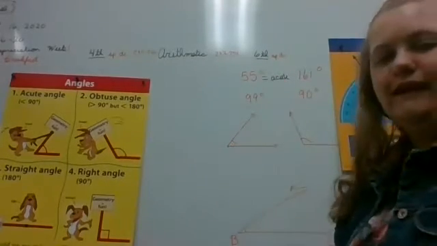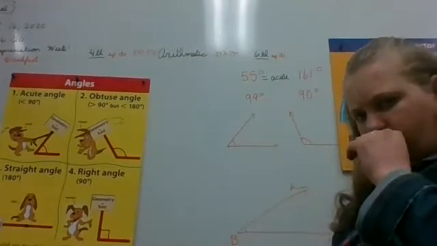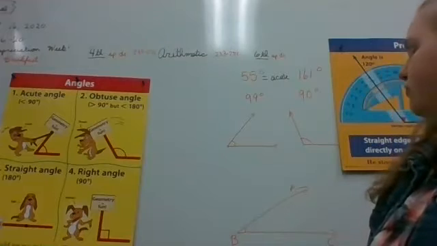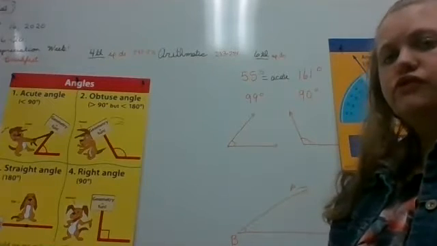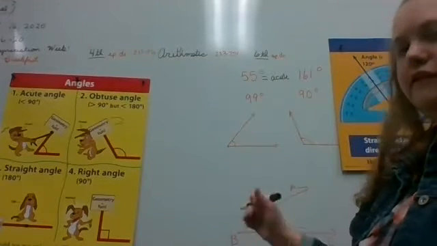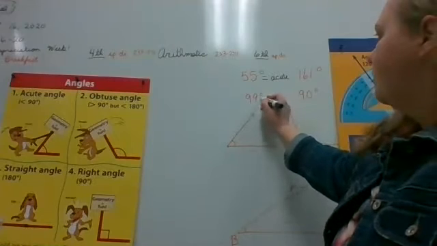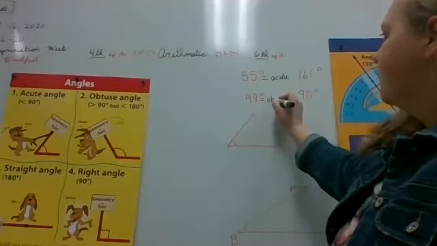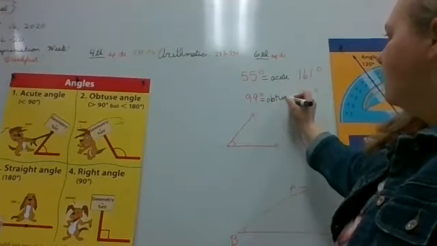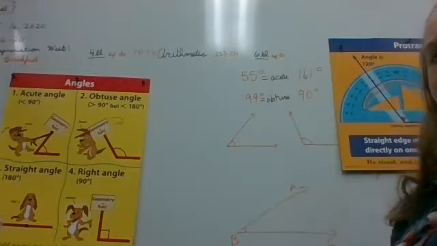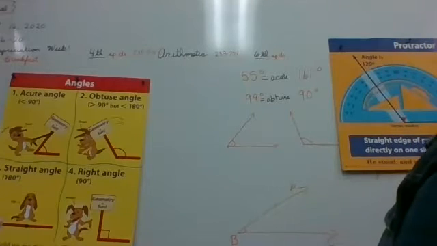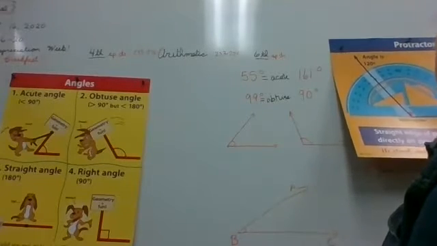Okay, 99-degree angle. Would that be acute, obtuse, straight, or right? Yes, it would be obtuse, because it is greater than 90, but it's less than 180 degrees. So obtuse would be the right answer.